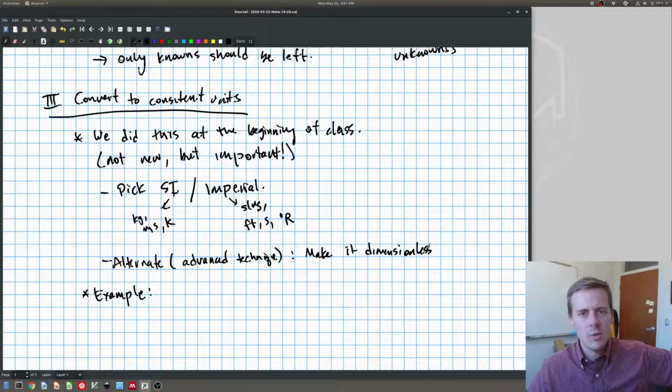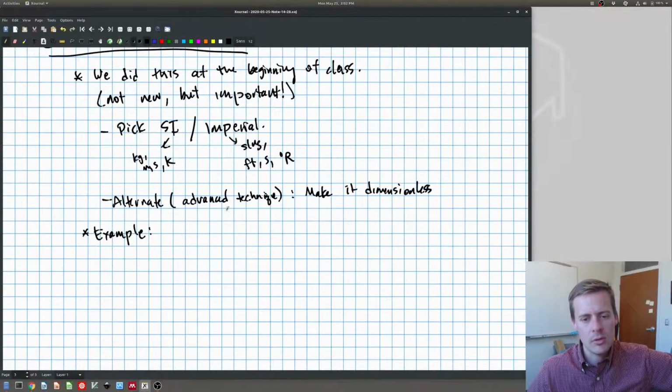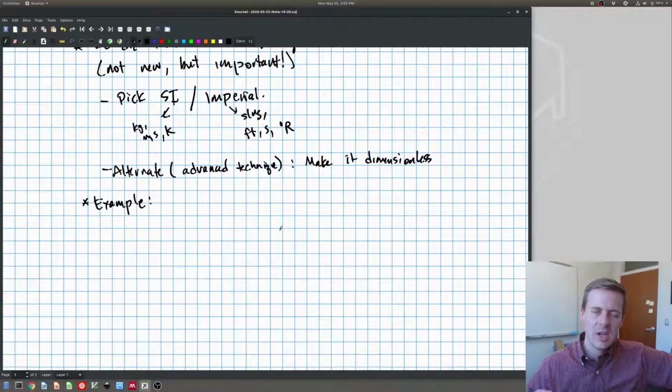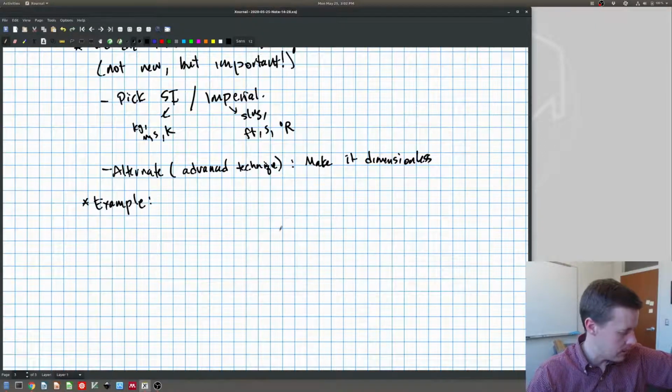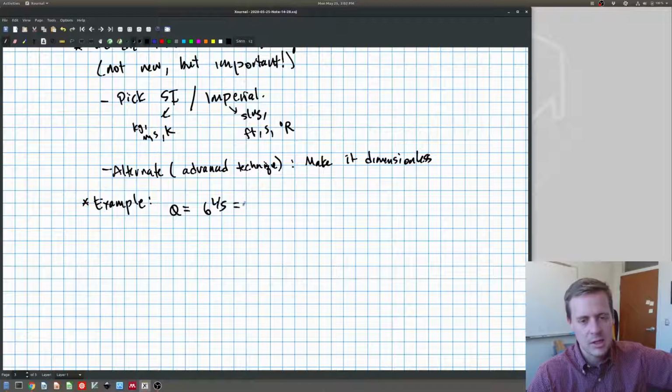So it's actually something where you're picking units. In the case of dimensionless, it's a different way of thinking about units. All right. So in our example, we've got Q, which we said was 6 liters per second. So let's convert that to meters cubed per second. Well, that is a pretty easy conversion.